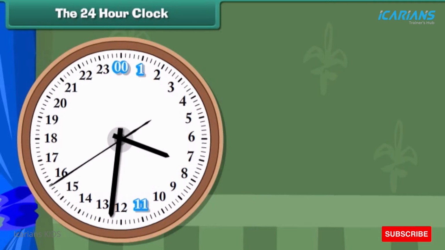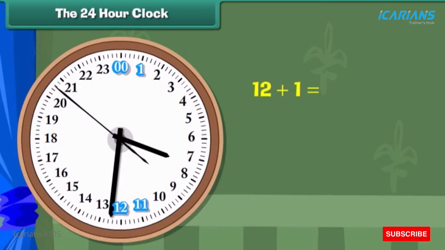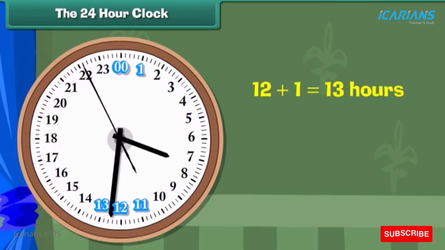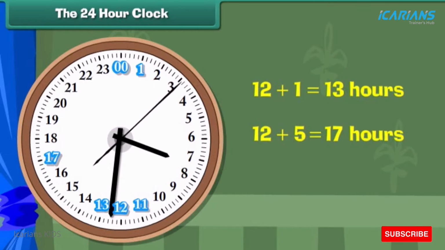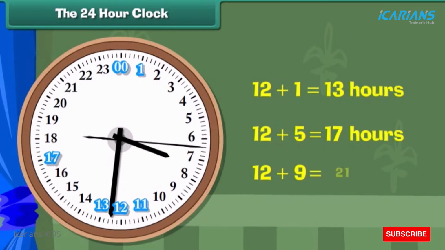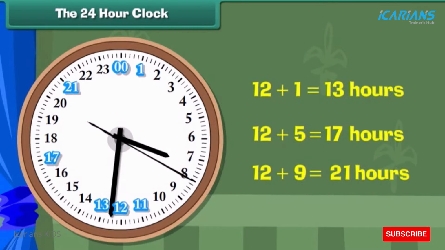12 noon is 12 hours. 1 o'clock in the afternoon is 12 plus 1, that is 13 hours. 5 o'clock in the evening is 12 plus 5, that is 17 hours. 9 o'clock in the night is 12 plus 9, that is 21 hours. As each hour of the day is distinctly numbered from 0 to 23, there is no need to use AM or PM.